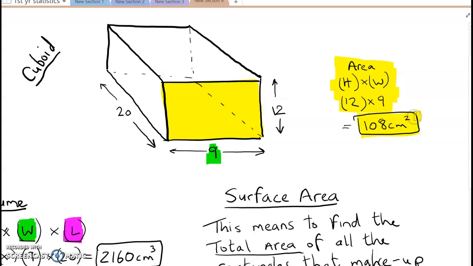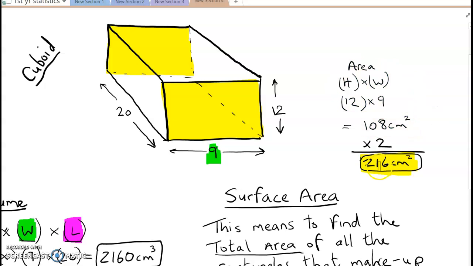Now, is there another rectangle in that shape that's the same as that? Yes, there is. There's one right at the back here. That's the same rectangle. So we can multiply this by 2, because there's 2 of them, and that comes to 216 centimeters squared. So now we have the area of the yellow rectangles. Okay, that's it there, 216, the yellow part.